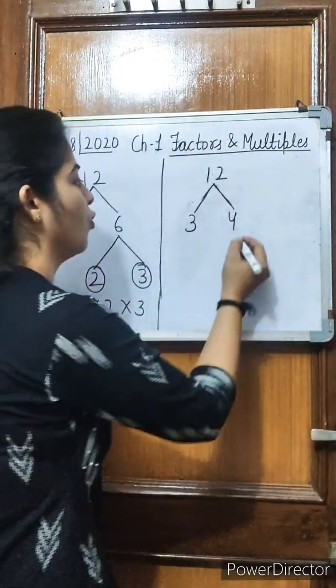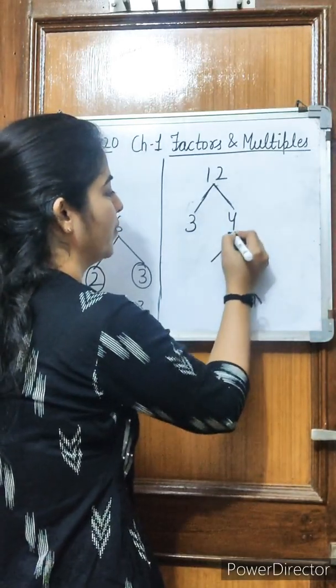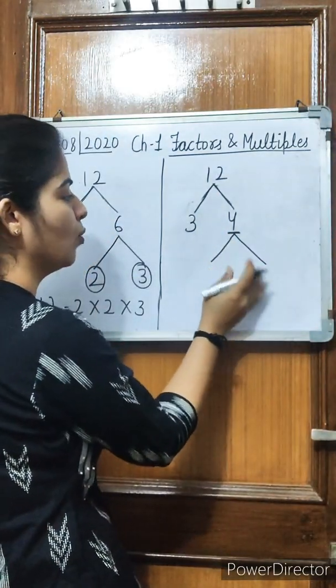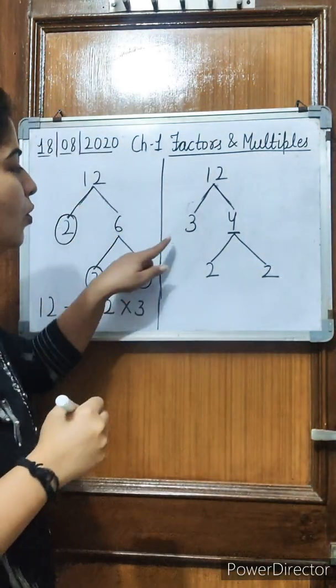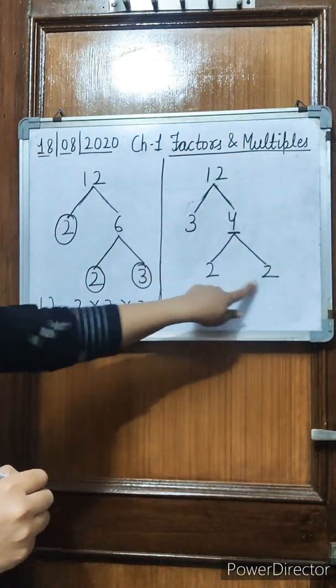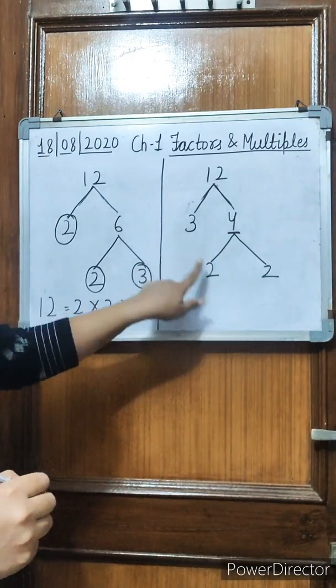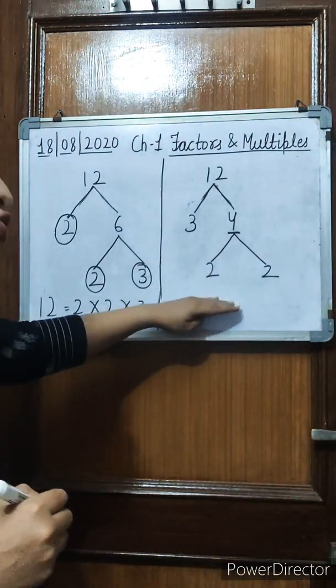Now 4 is a composite number, so we can break it further. We can make more branches. So 2 2s are 4. Now you can see at the end of the branches we got all prime numbers. So now we will stop here.